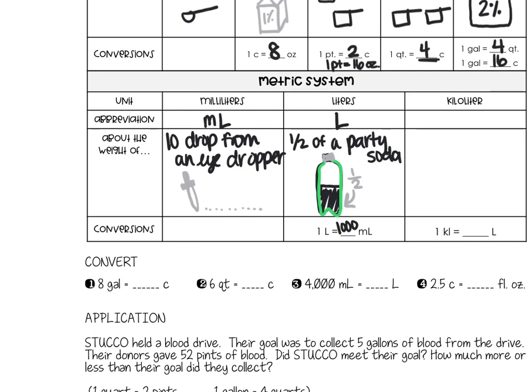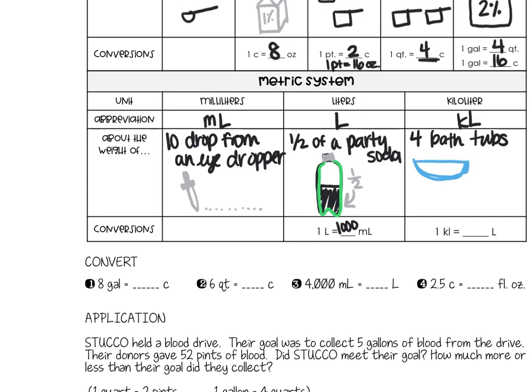KL, and this one is really big, okay? So the best way I could see to do it is about 4 bathtubs worth of water. So I think you want to think of this as something you're going to measure that is very large, a large amount of water.